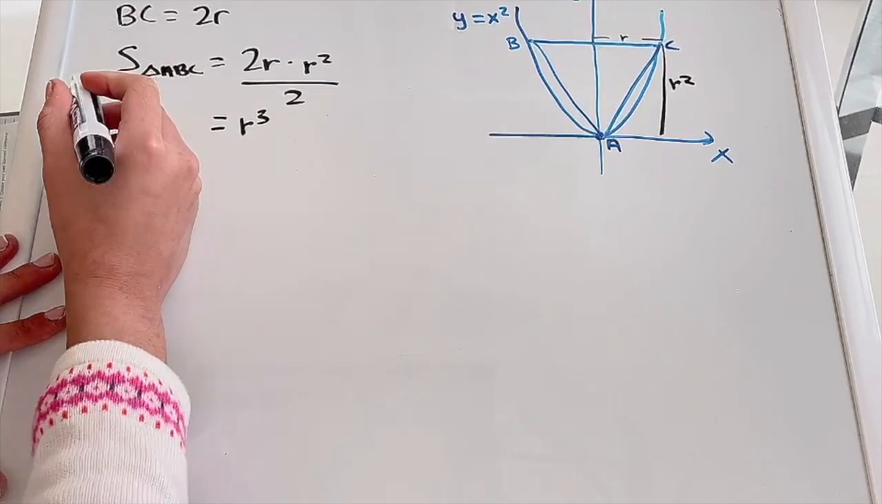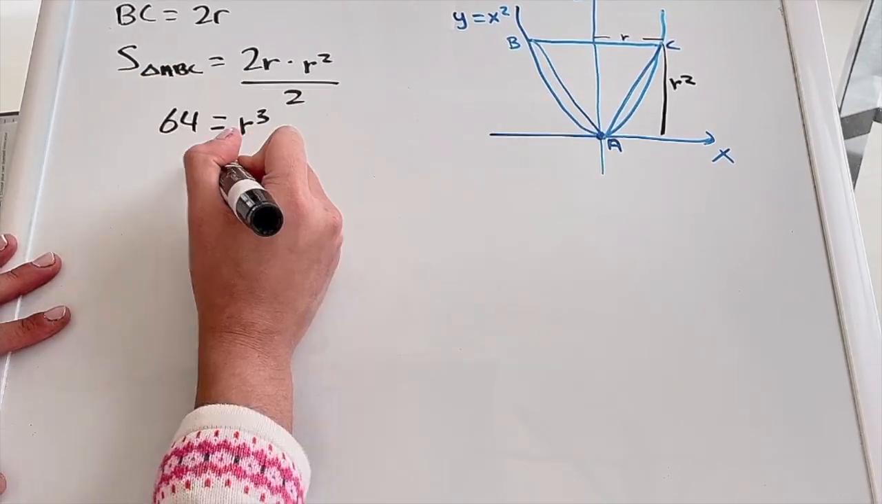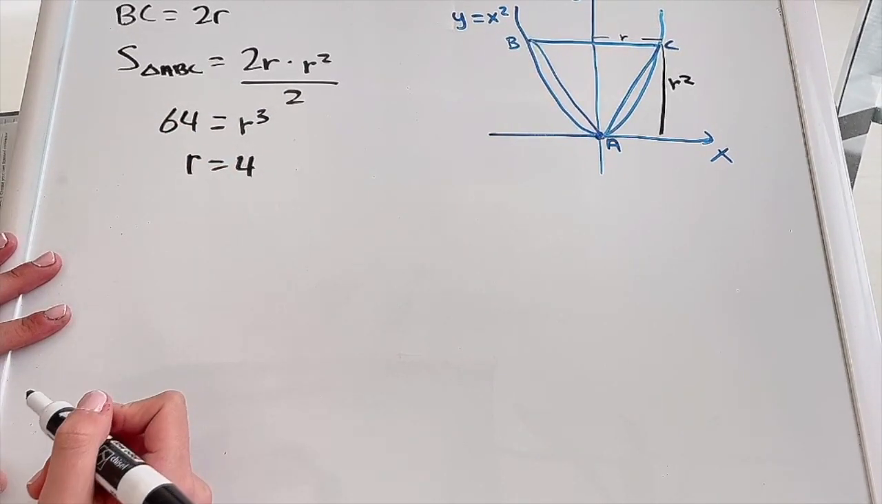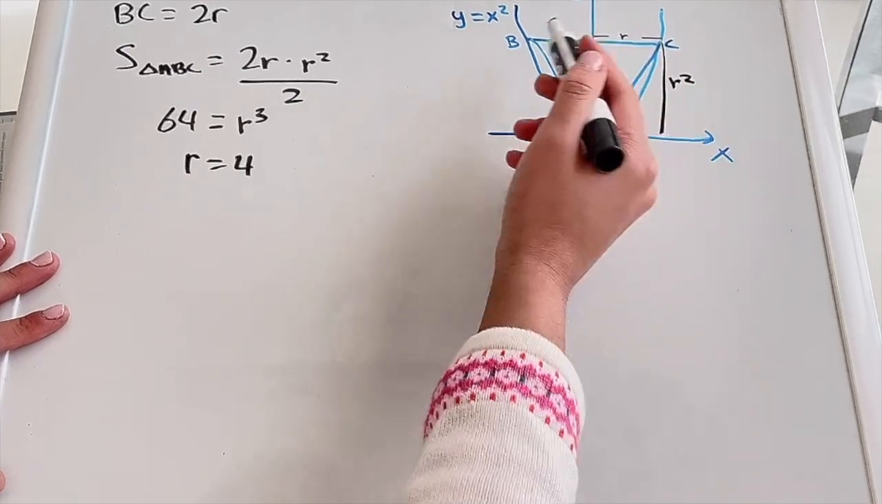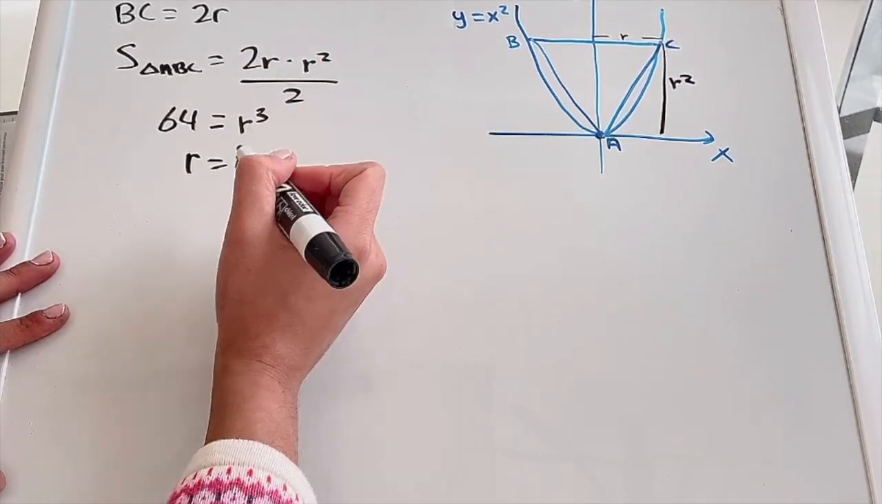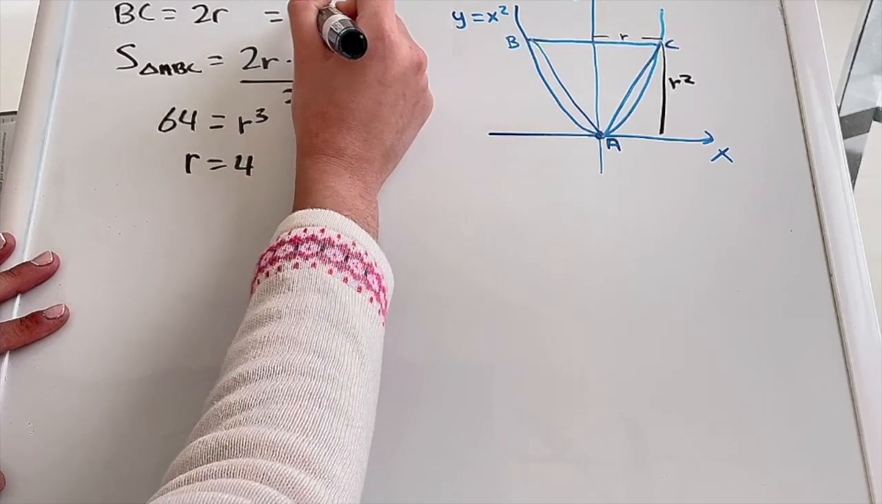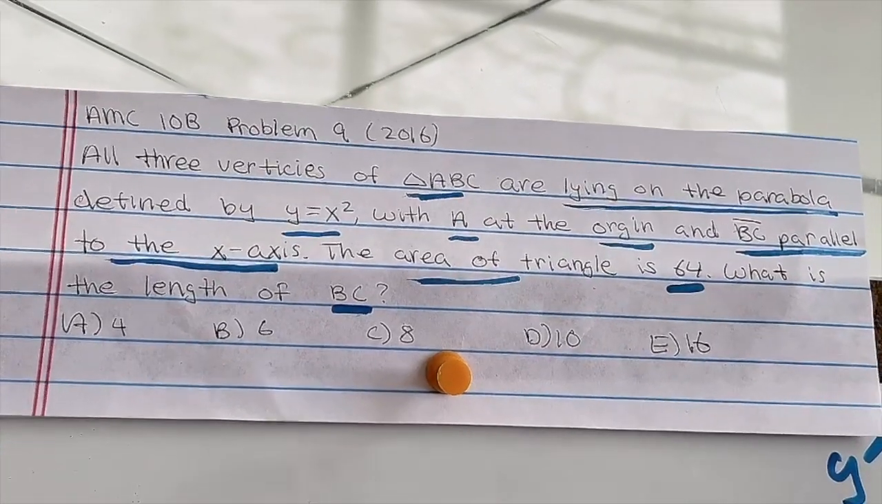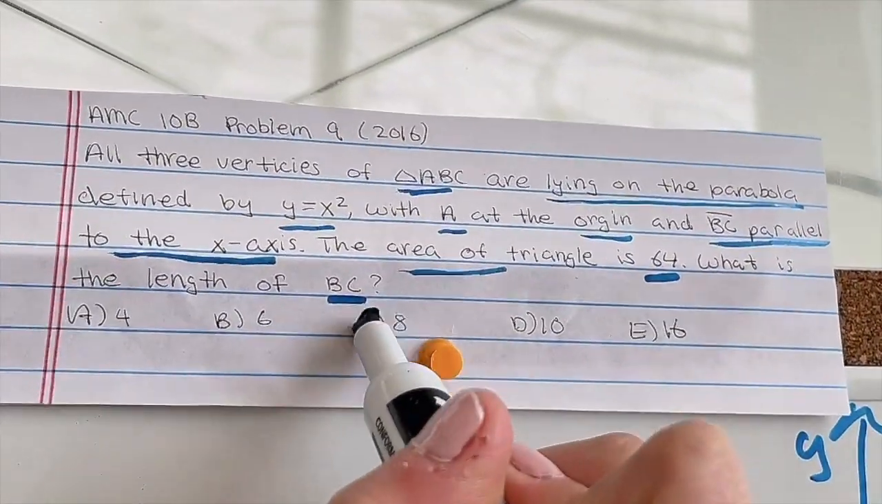And since we know the area is 64, r equals 4, because 4 times 4 times 4 is equal to 64. So the total distance of BC, which we are trying to find, would be 2r. So we just plug it back in, and this would be 8. And that would be our answer. So looking at our answer choices, we can see that the answer would be C, 8.